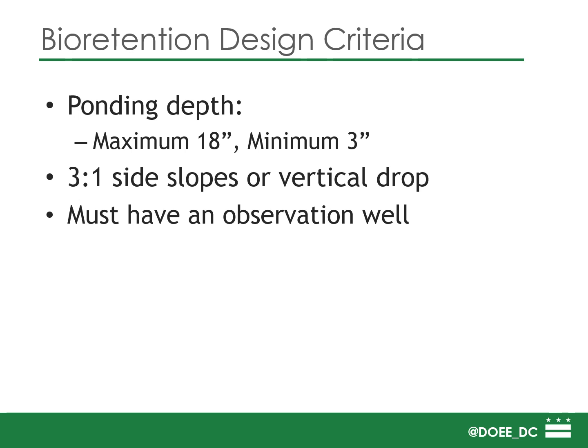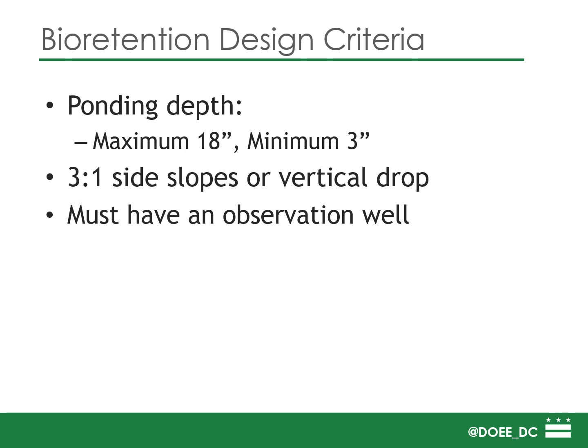There are some design criteria related to the ponding depth. So there's a maximum of 18 inches and a minimum of 3 inches. If you have sloped sides, there must be a 3-to-1 slope, or you can have a vertical drop. So the 3-to-1 slope is meant for maintenance requirements. If you have too steep of a slope, it's going to be difficult to maintain. It's going to be difficult to grow plants and keep that vegetation on that slope.